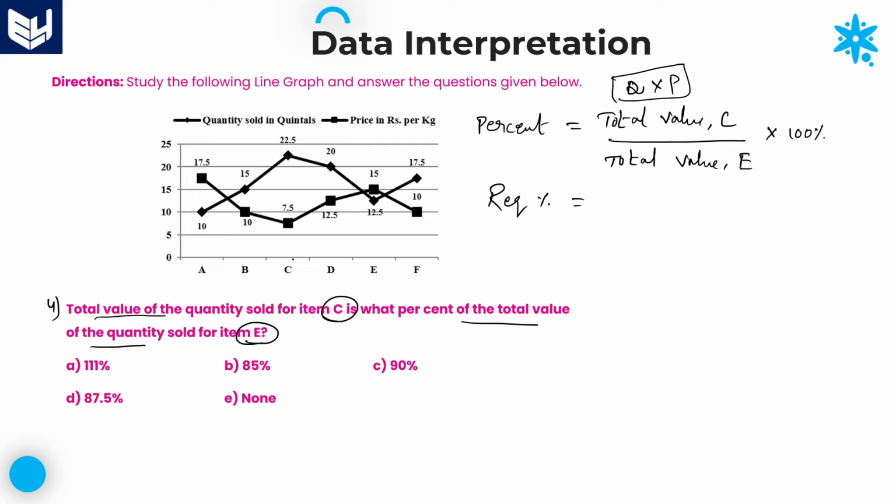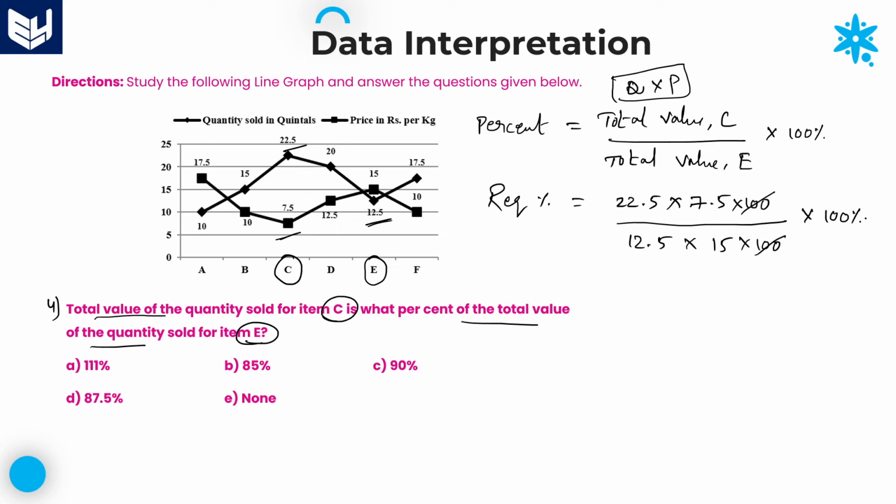Here we are talking about two items, item C and item E. For item C, quantity is 22.5 into price, price is 7.5. Into 100 is not required, but if you want to write it down, note it down. Whereas coming to item E, the quantity is 12.5 and price is 15, into 100. Here also into 100. Two zeros cancel. Into 100 percentage, that is a common point, right?